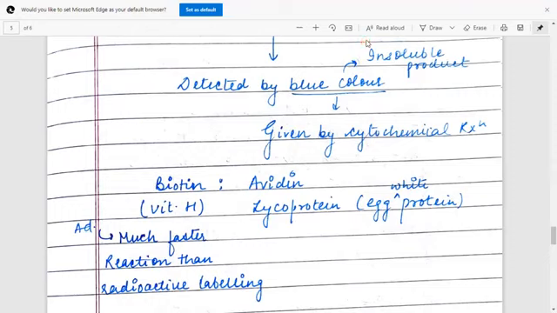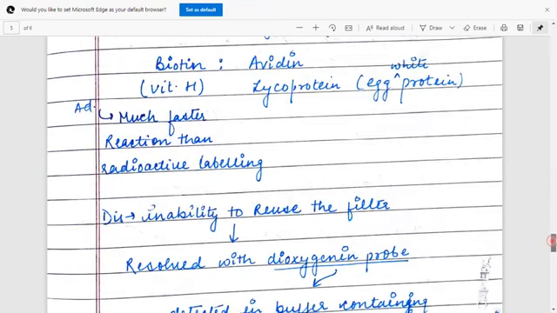So this biotin, which is vitamin H, can be visualized through the egg white protein, a lipoprotein called avidin, which is highly specific for this biotin. So the biotin-avidin conjugate can be detected, and this is much faster than the others.